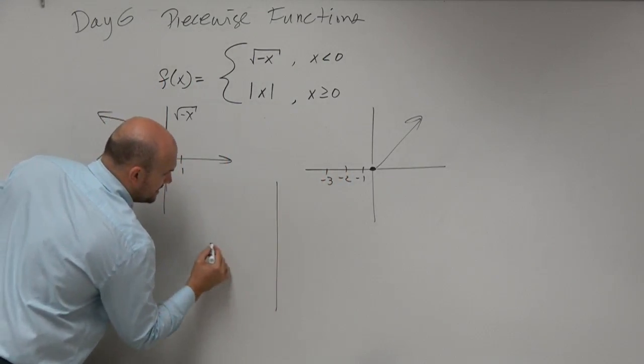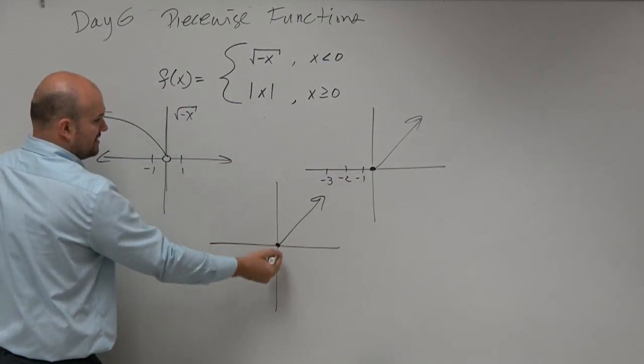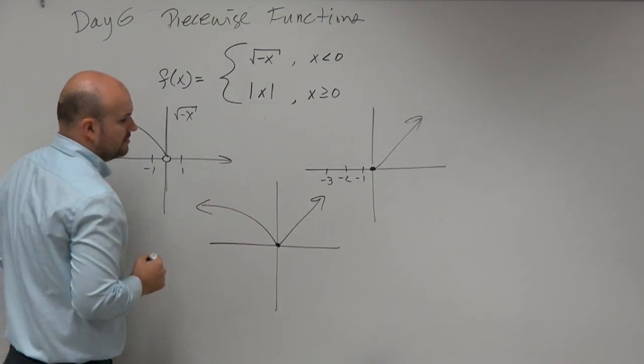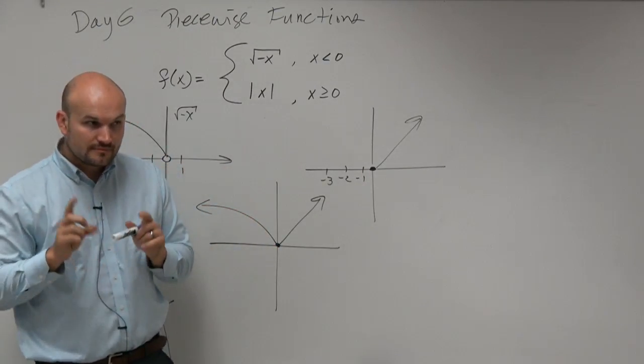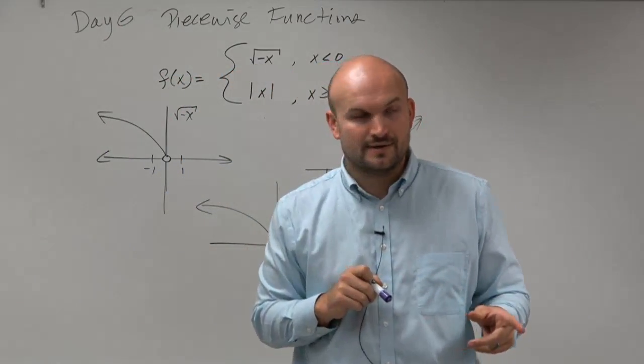So what our final graph is going to look like is going to be that graph, and then this graph. I don't need to include an open circle because that one enclosed it. So it looks something like that. Okay? Now, that's important because there's a couple things that just happened here.